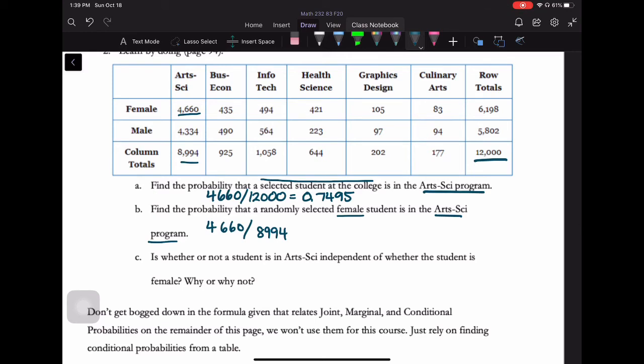So those are two different situations. That divides out to be 0.5181. Now, is whether or not you're in the arts and science dependent on whether or not the student is female, why or why not? If they were independent, the probabilities would be the same. It wouldn't matter if I was a student in the college or if I was a student in the arts and science program, the percentages would wind up being the same. But because they're not the same, their probability is different, they are dependent.